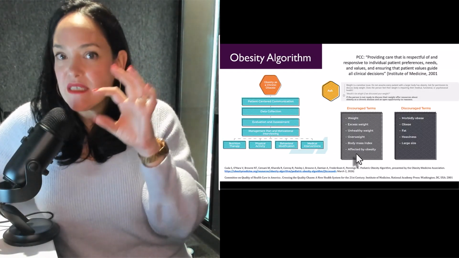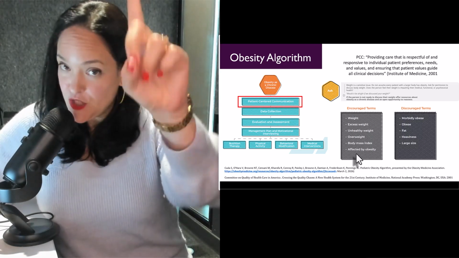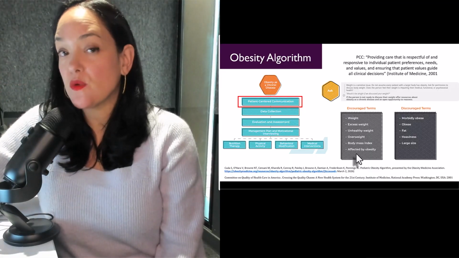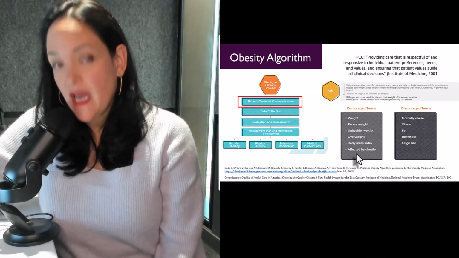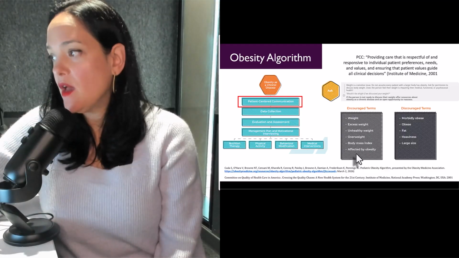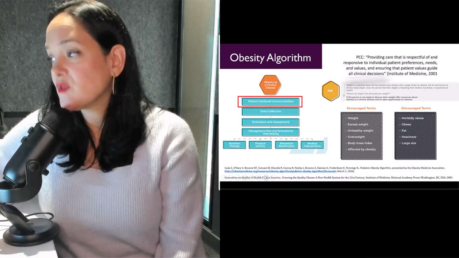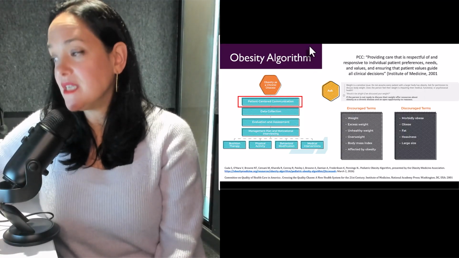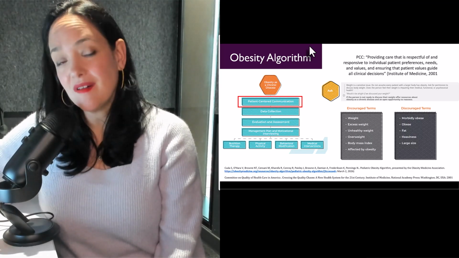Yes. So the second part of the obesity algorithm that is in line with the first A of the 5 A's framework is this concept of patient-centered communication. So now that we've framed obesity as a disease, let's think about the people we're talking to and how we're talking to them, and how do we form a helping relationship with individuals, right? So patient-centered communication, according to the Institute of Medicine, is providing care that is respectful to and responsive to individual patient preferences, needs, and values, and ensuring that patient values guide all clinical decisions.